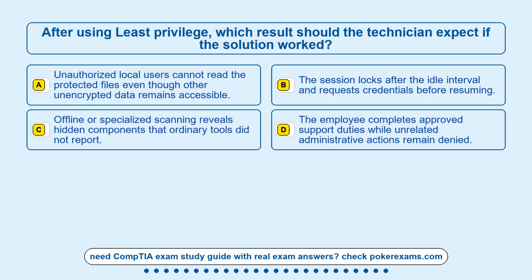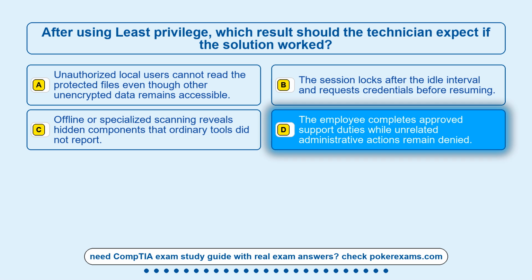Question 6. After using least privilege, which result should the technician expect if the solution worked? Option A. Unauthorized local users cannot read the protected files even though other unencrypted data remains accessible. Option B. The session locks after the idle interval and requests credentials before resuming. Option C. Offline or specialized scanning reveals hidden components that ordinary tools did not report. Option D. The employee completes approved support duties while unrelated administrative actions remain denied.